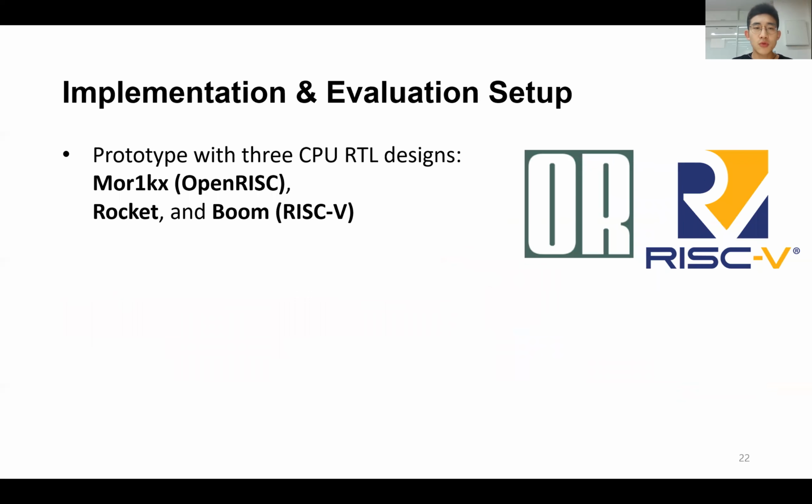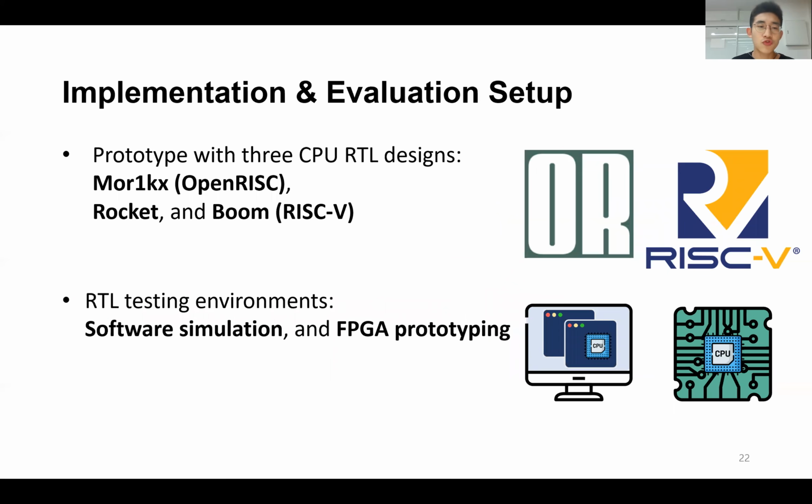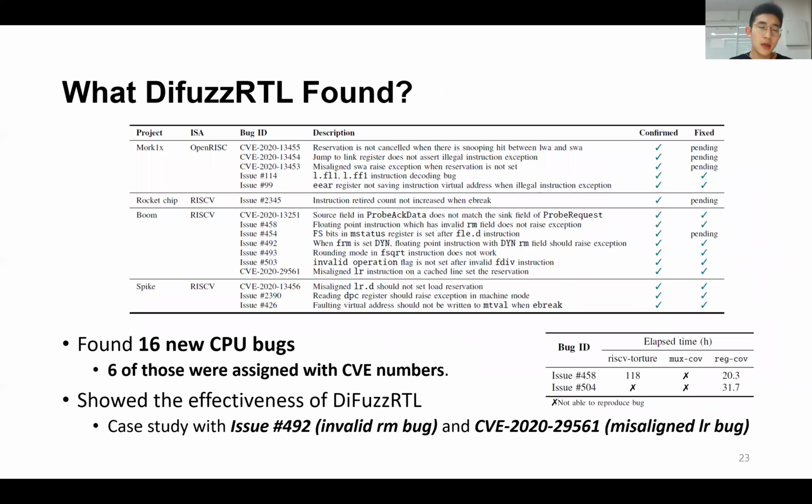We implemented the prototype of DifuzzRTL with 3 real-world open-source CPUs: Mor1kx from OpenRISC, and Rocket and BOOM from RISC-V. And DifuzzRTL supports 2 RTL testing environments, software simulation and FPGA prototyping. Once again, we found 16 new CPU bugs with DifuzzRTL. There was a wide range of bugs, from performance bugs to decoding bugs. Some of the bugs we found were even harmful to the security of the system.